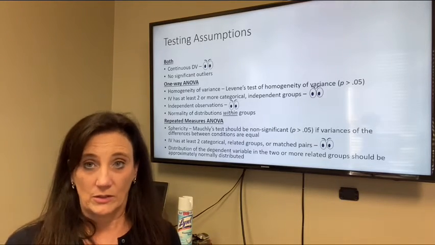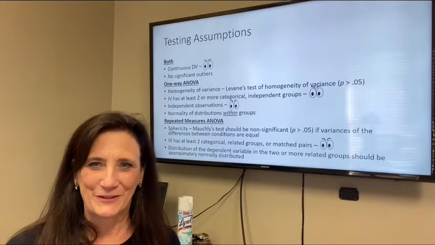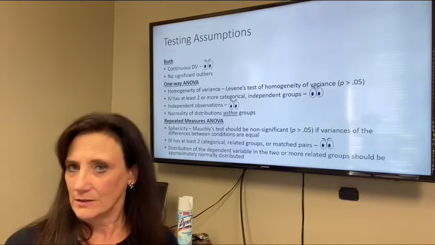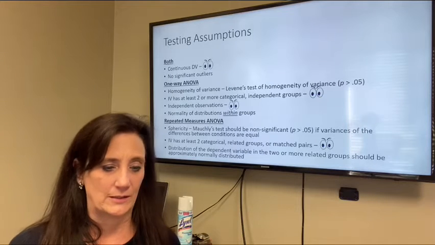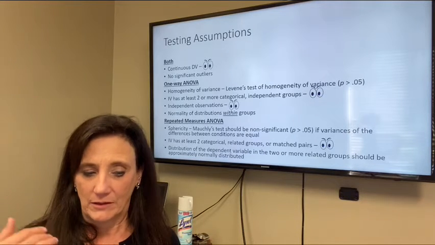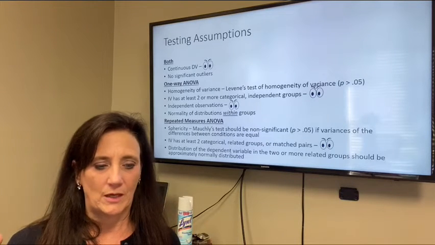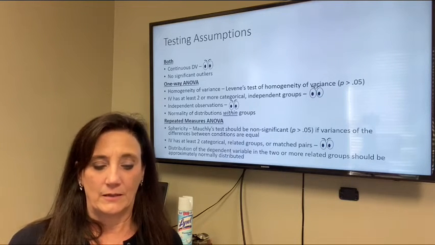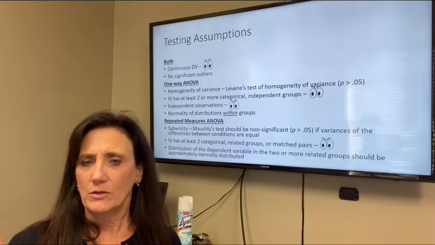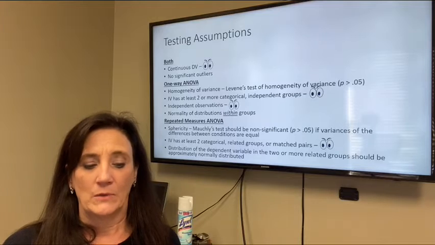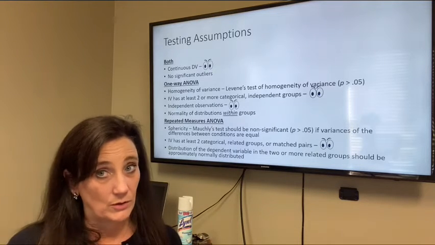You do need to look at testing your assumptions. Many of these you can just eyeball. That's what the eyeballs are for. You can look at it and see if the assumption is met. For instance, is your dependent variable continuous? Do you have at least two or more categorical independent groups? Do you have independent observations? Do you have matched pairs? Those are all things you can just look at and see. Is that occurring in your data?